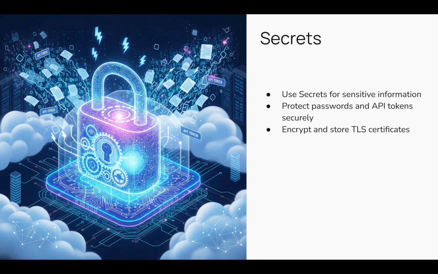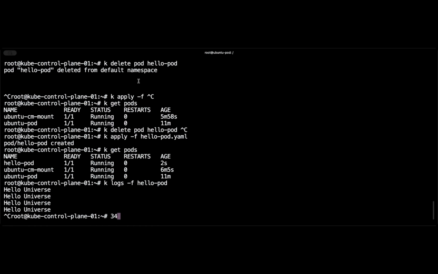Base64 is encoding, not encryption. Anyone who can read the secret object can easily decode it. Secrets are designed to protect you from accidentally checking a password into the Git repository, not to protect you from a sophisticated attacker who already has access to your cluster. For true security, you should use an external secret manager like HashiCorp Vault, where you can rotate the secrets and keys. But for now, let's learn how to use the built-in secret object. Let's go back to the terminal again.